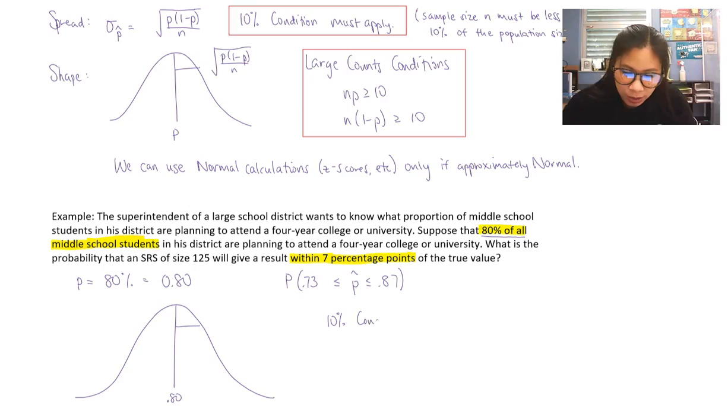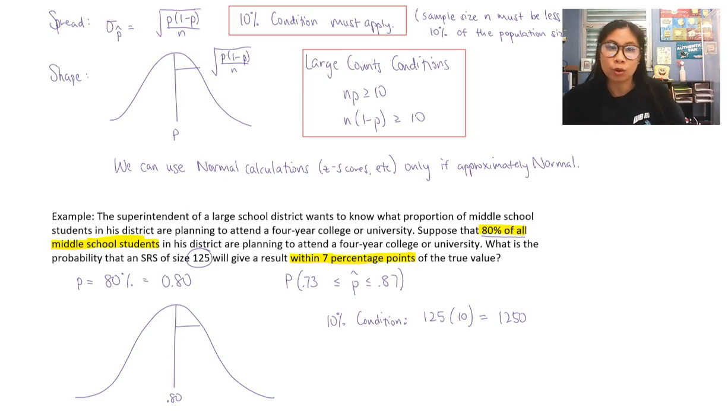So the 10% condition says that our sample size has to be less than 10% of the population. So our sample size is 125. If we take the 125 times 10, that'll give us 1,250, which is a much smaller number than what the total amount of middle school students would be in a large school district. So we're basically making sure that our sample size, if we multiply it by 10, is less than what the whole population of middle school students would be, so that we can check for that less than 10% of the population rule.